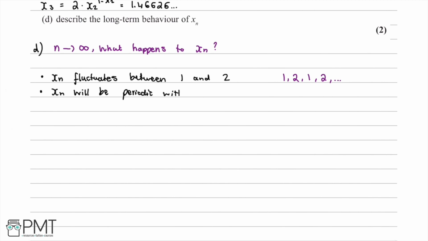So with period 2. So this question was worth 2 marks, and we receive 1 mark for each statement we make here, which is about the periodicness and the fluctuation of xn as n gets large.